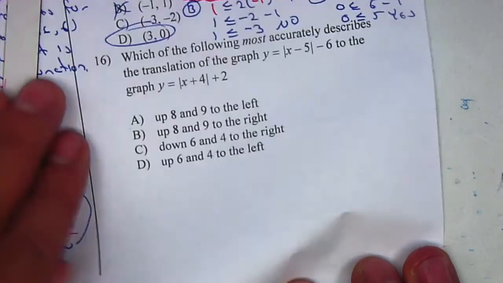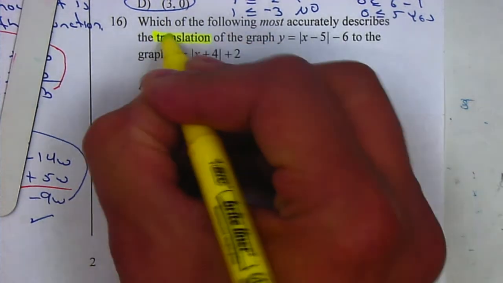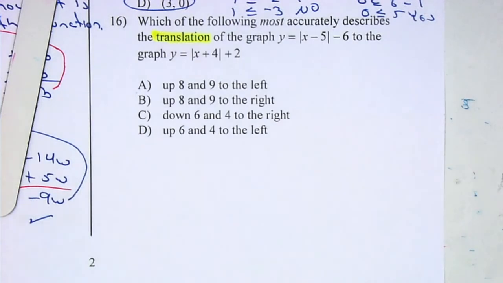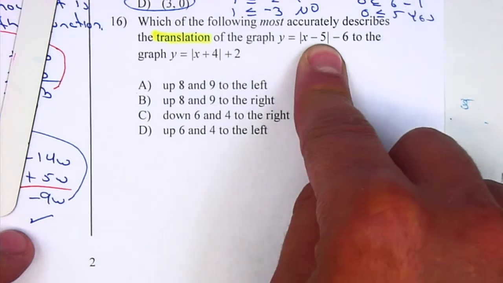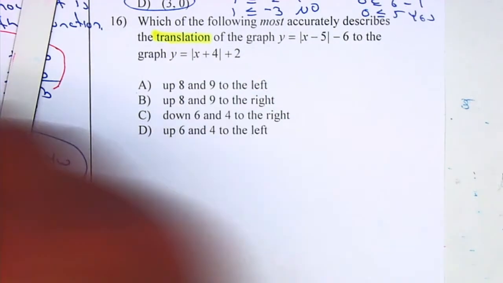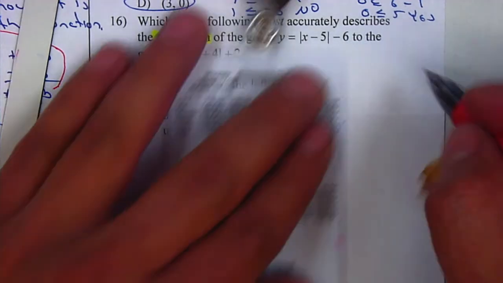Let's continue with number 16. Which of the following most accurately describes the translation? Remember, translation means the movement. I'm looking for the movement of the vertex from one to the other. So let's go and make another graph just like we did above. And if you notice, we're going to need 6 because that's the biggest number.